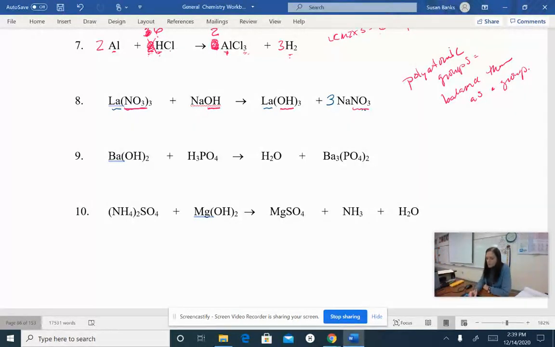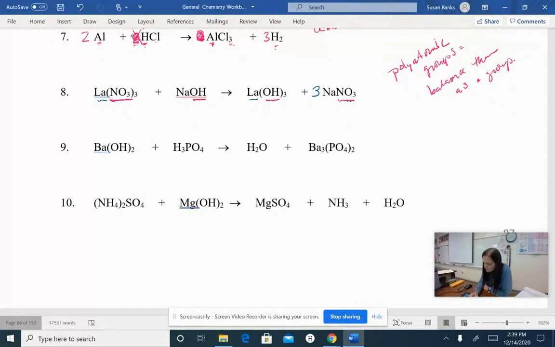Okay, so I've got 1 sodium here. I just multiplied this by 3, so I've got 3 sodiums over here. So I need to go back and multiply this by 3 to get my 3 sodiums. This gives me 3 hydroxide groups. Do you see the hydroxide groups? And I've got 3 hydroxide groups there. So that is balanced.